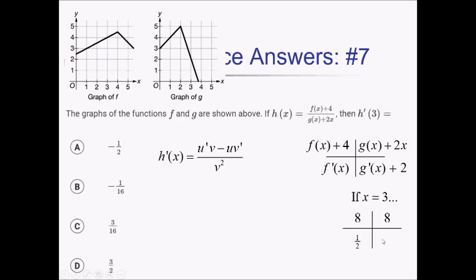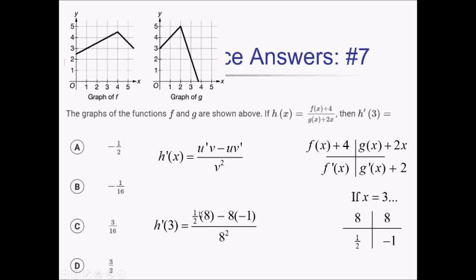And now we're doing g prime of 3 plus 2. Well, g prime of 3, looking at that graph, we have a slope of negative 3 going through there, but we're adding 2 right here. So this actually comes out then to negative 1. All right, multiplying all this out using the ribbon, I've got 1/2 times 8. And let me just write out h prime equals big fraction here. So 1/2 times 8 minus 8 times negative 1, all over v squared, so over 8 squared.